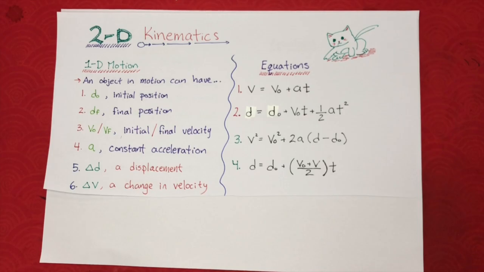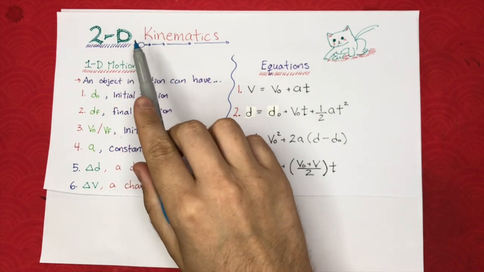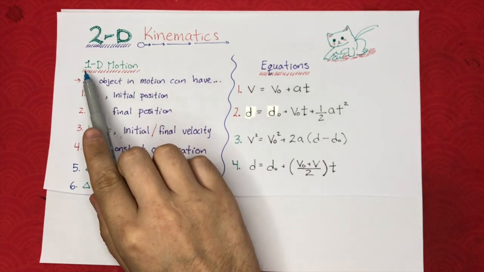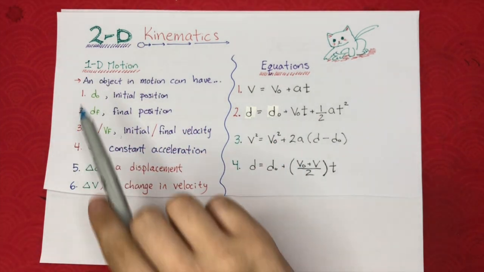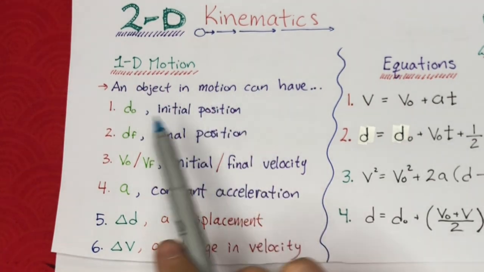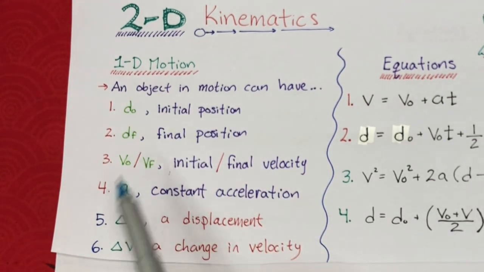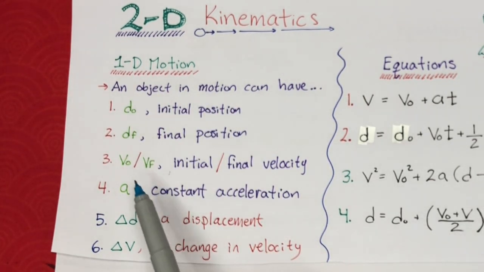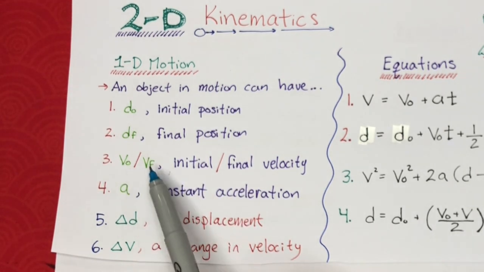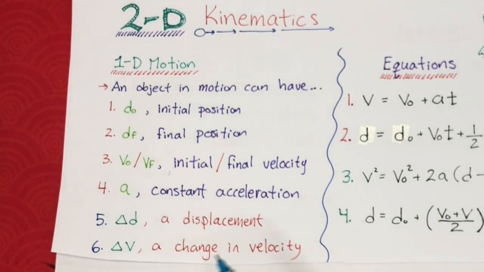Hello everybody. Today we're going to be taking a look at 2D kinematics, or 2D motion. In order to learn this topic, we need to actually review 1D motion. So remember in 1D motion, an object in motion can have an initial position, d0, a final position, df, an initial or final velocity, v0 or vf, and a constant acceleration.